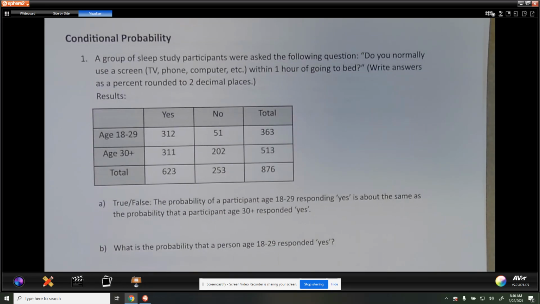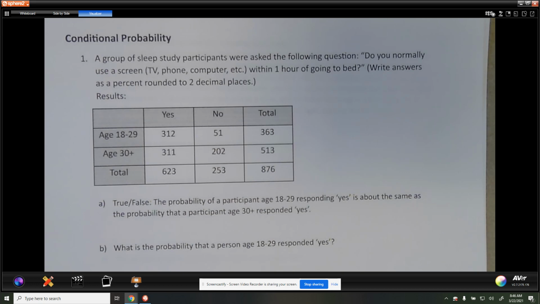All right, this is your 3.6 homework assignment. So this is all about conditional probability. We have a group of sleep study participants who were asked the following question: Do you normally use a screen, TV, phone, computer, etc. within 1 hour of going to bed? Write the answers as a percent rounded to 2 decimal places.